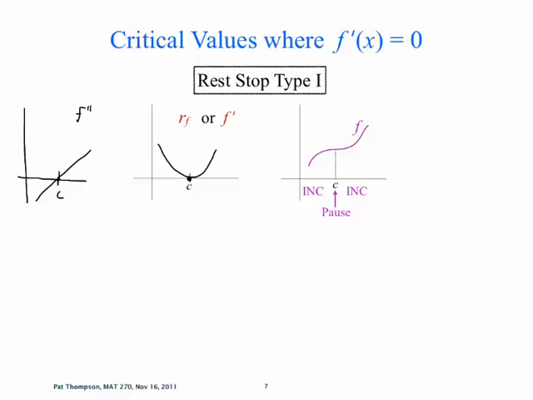Okay, so can you draw rest stop type 2? Can you draw it yourself? So what would the last case be for a pause of the accumulation? It'd be a rest stop type 2.